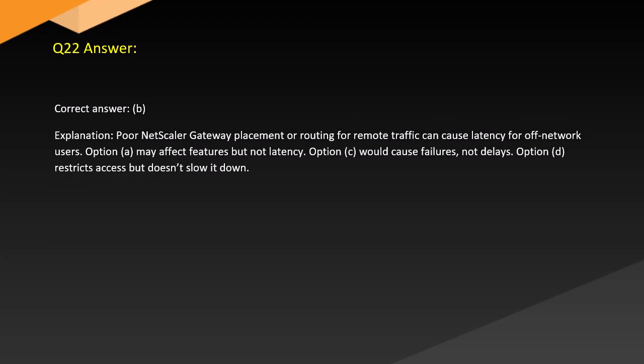Answer. Correct answer: B. Explanation: Poor NetScaler Gateway placement or routing for remote traffic can cause latency for off-network users. Option A may affect features but not latency. Option C would cause failures, not delays. Option D restricts access but doesn't slow it down.